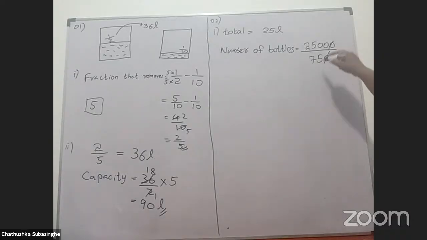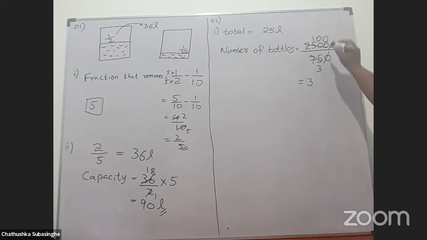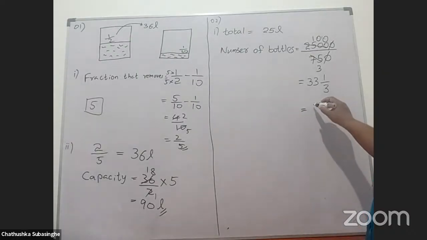So the 0 and 0 get cancelled off. I can cancel it off by 25. 25 times 1, 0, 0, and here 3. So it is 100 over 3. 100 over 3 means 3 goes into 10 3 times, 1 left. 3 goes into 10 3 times, again 1 left. So it is 33 and 1/3. So they are asking how many bottles can be filled completely. So the number of bottles that we can fill completely is 33.